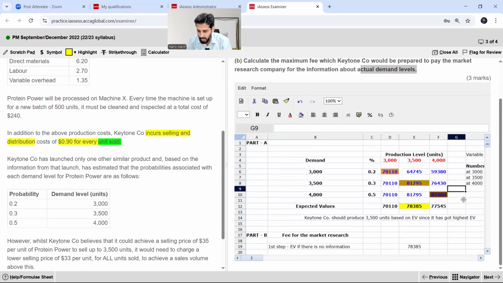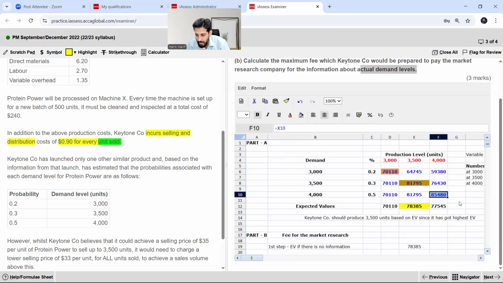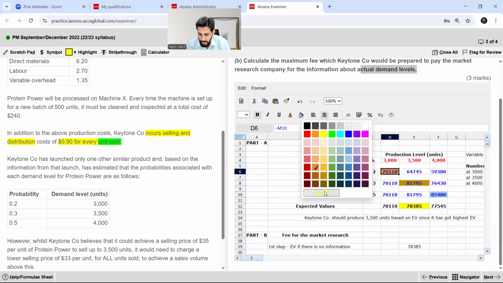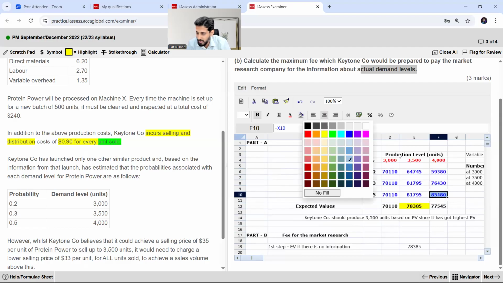I will be going for this value. So what does this indicate? It indicates that if I have perfect information, I will definitely identify the option with the highest return, right? So please note all these points. This cell, no fills. This cell, no fills. And here it is also no fills.